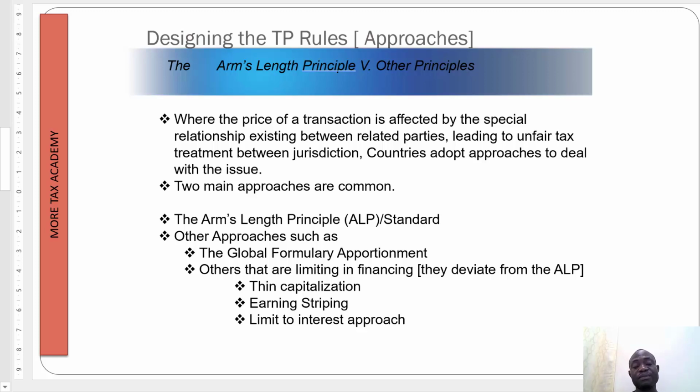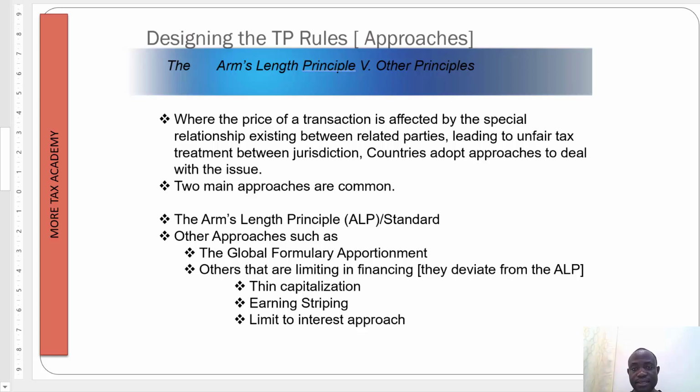I believe that by now you have seen where we are coming from: the imposition of tax through double taxation treaties and the issue of tax avoidance, and the fact that transfer pricing is a major opportunity for tax avoidance. And therefore, how do we deal with transfer mispricing? We are saying that there is one standard that we must adopt, and that standard is what we call the arm's length principle.